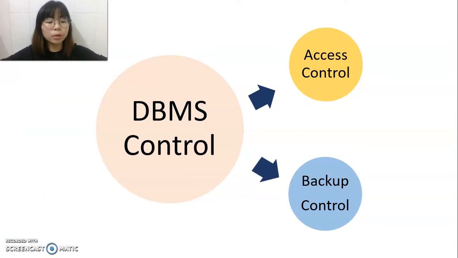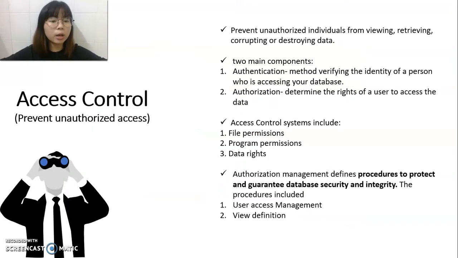For DBMS control, there are two kinds of control, which are access control and backup controls. For access control, its audit objective is to prevent unauthorized access, and controlling the access rights may help us to reduce the risk that will impact our database security. The access control system includes file permissions, which are the permissions to create, read, edit, or delete on a file server, and then program permissions, which are our rights to execute a program on an application server, and the last one is data rights, which are the rights to retrieve or edit data information in a database.